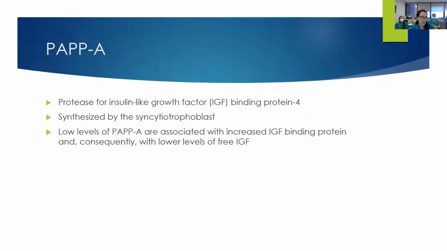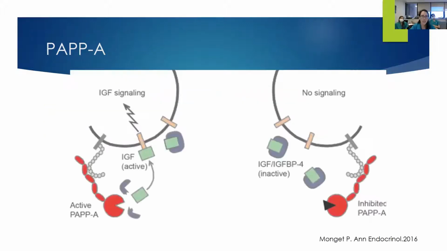What about PAPA? So PAPA is a protease for insulin-like growth factor binding protein. It is synthesized by the syncytial trophoblast, and low levels of PAPA are associated with increased IGF binding protein and consequently with lower levels of free IGF. In the next slide, I'm going to show what I just said.